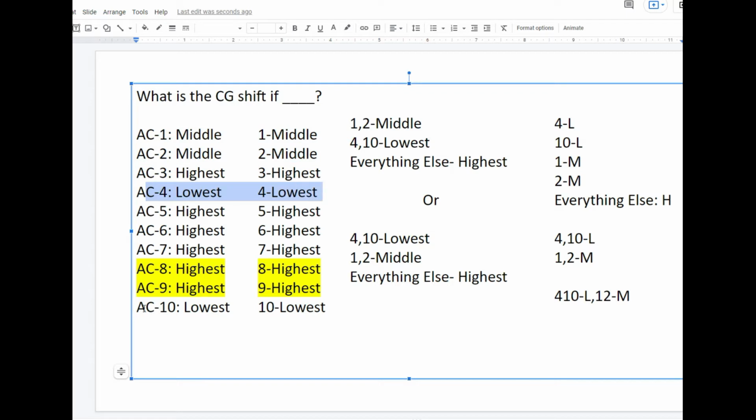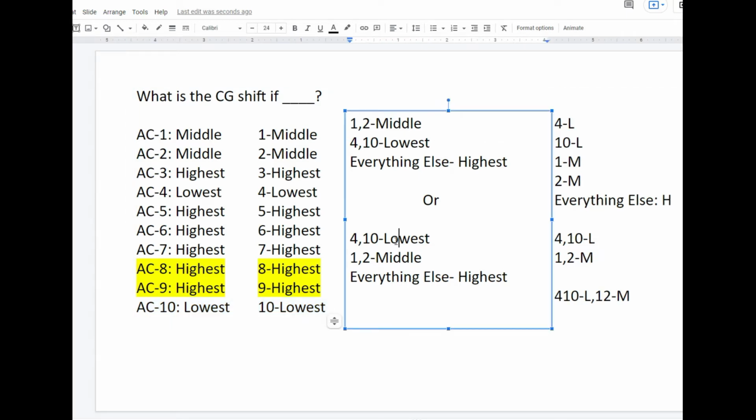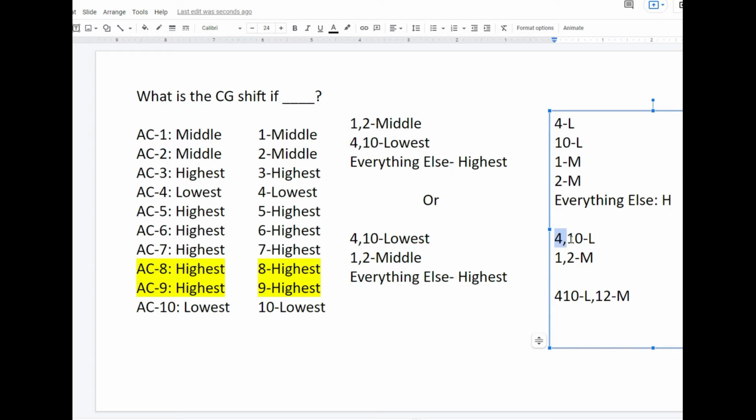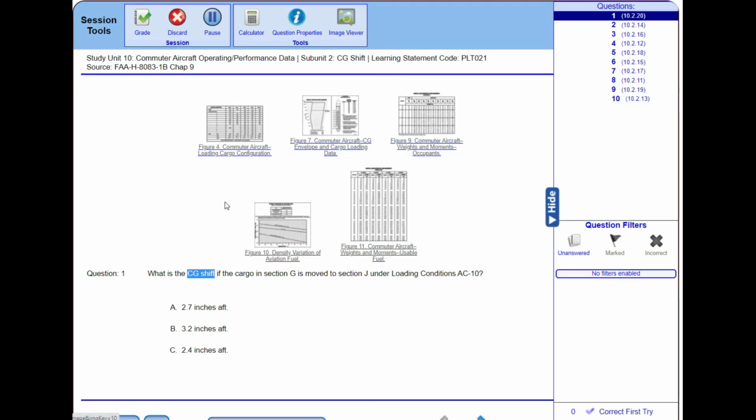AC 4 and 10 will be the lowest number value, and everything else will be the highest number value. So I broke that up in two separate ways here. I personally prefer the second method, and essentially what I just memorized was 4, 10, L, L being lowest, 1, 2, M, and then just remembering that everything else is the highest. So 4, 10, L, 1, 2, and M. That's all you really have to remember, and I can show you by going through the questions.